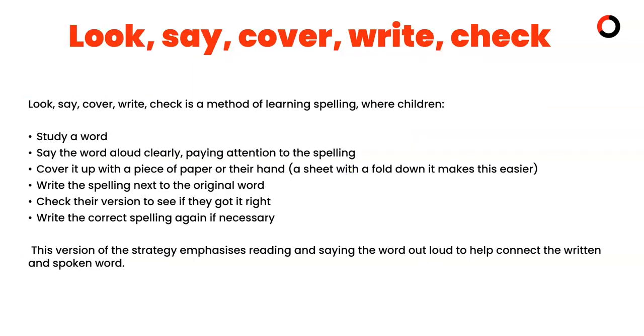The intervention is the look, say, cover, write, check, which is a method of spelling where children study a word, say the word clearly aloud, pay attention to the spelling, cover it up with a piece of paper or their hand, write the spelling next to the original word, check their version to see if they got it right, write the correct spelling again if necessary. This version of the strategy emphasizes reading and saying the word aloud to help connect the written and spoken word.